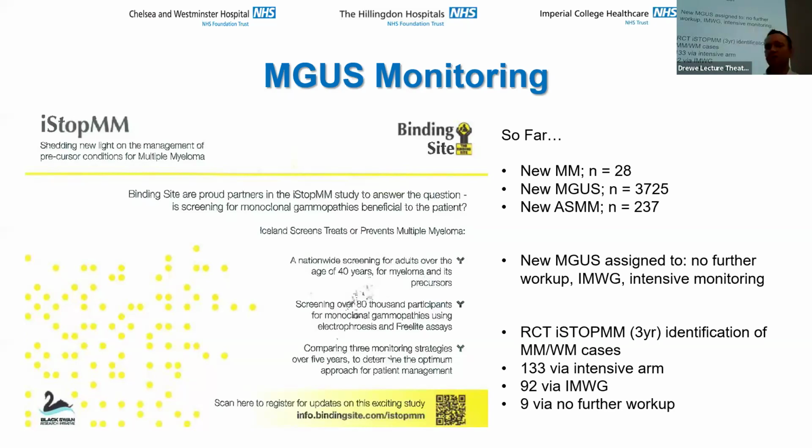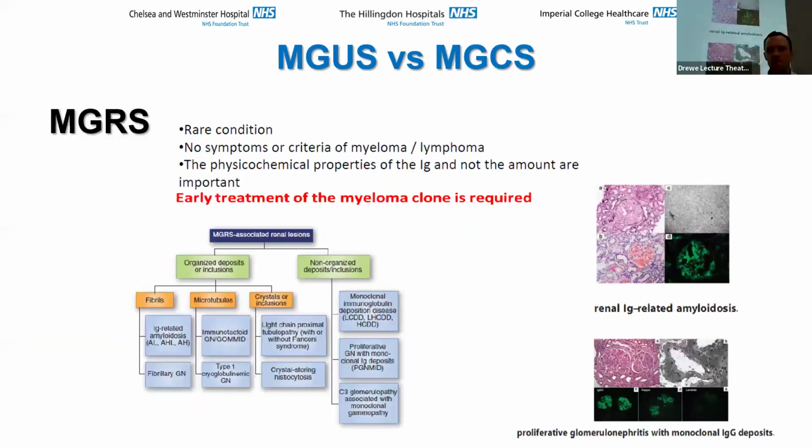Effectively, they've got 3 different arms to this study: no further workup on spotting or discovering an MGUS; using the IMWG guidance, which is pretty much what we currently use for follow-up of MGUS; and then a more intensive monitoring period. I'm trying to think how far along they are with this now, but it's something to keep an eye out for in the near future.